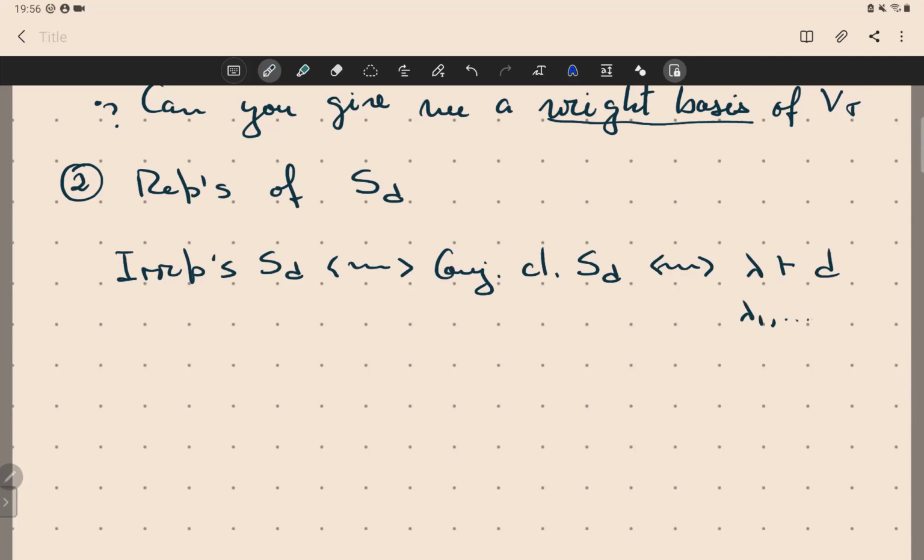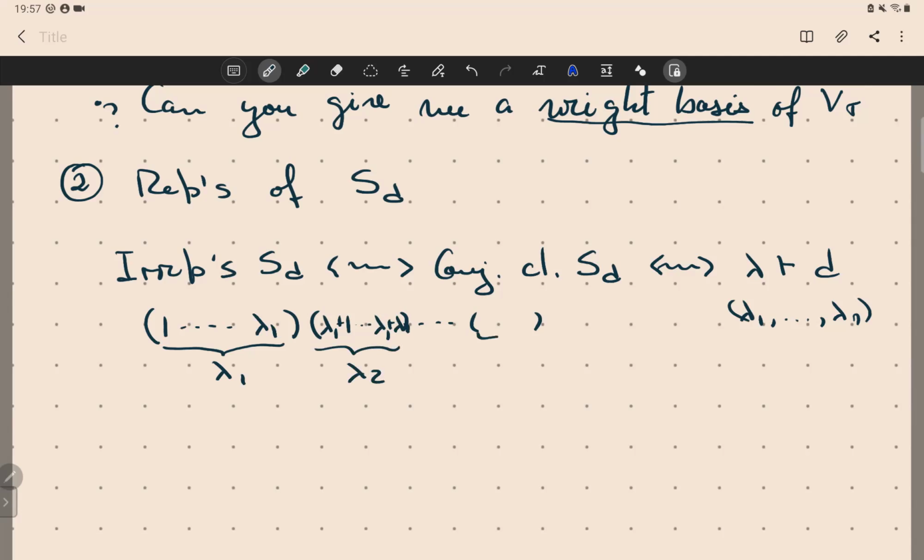Because if you give me lambda 1 to lambda n, a partition of d, a sequence of descending integers, I can just form something like this. This is a collection of parentheses, and here I can put lambda 1 numbers from 1 to d, say 1 all the way to lambda 1, then lambda 1 plus 1 all the way to lambda 1 plus lambda 2. This is lambda 2 numbers, and here I will put the last lambda n numbers. This is an element in S_d, right? It's just a permutation written in cycle notation. And any element that is conjugate to this one will have cycles of the same size in the decomposition, and any element which decomposes into cycles of the same size is conjugate to this one. So conjugacy classes are in bijection with lambda.